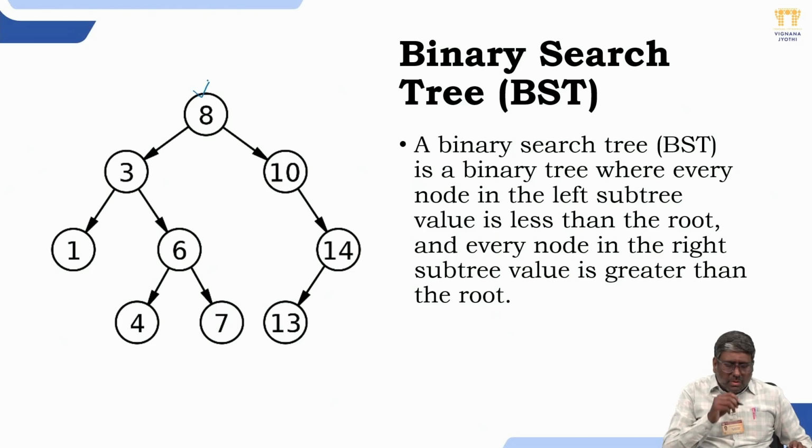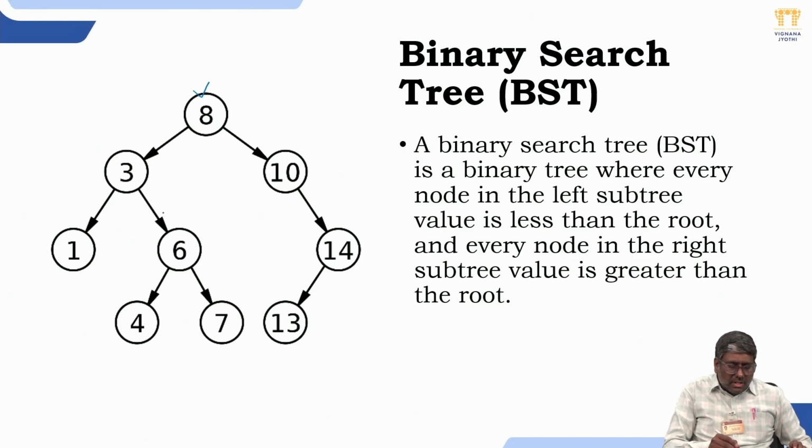Now 8 is the root node. The left child values are less than this 8, and the right child values are greater than this 8. The left child value is 3, which is less than 8, and the right child value is 10, which is greater than 8. Coming to this 3, the left child value is less than 3, which is 1, and the right child value is greater than 3, which is 6.